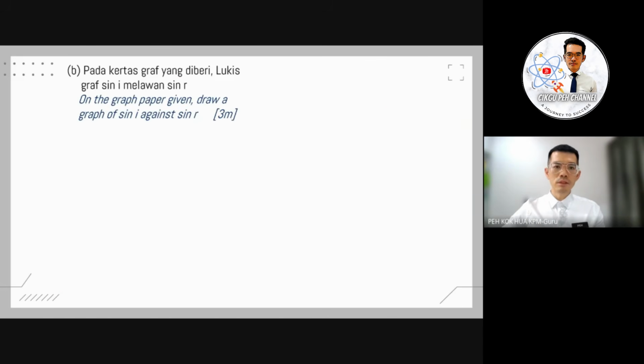Then for question B, you are requested to plot the graph. Here, you have to plot the graph of sin I against sin R. So how do you get full marks here? You need to fulfill 6 tips. Firstly, as I mentioned, we need to draw sin I against sin R.